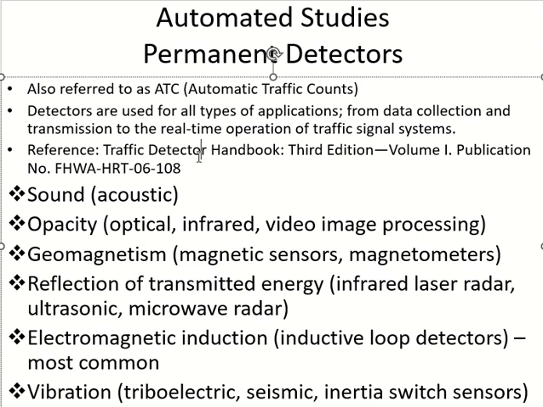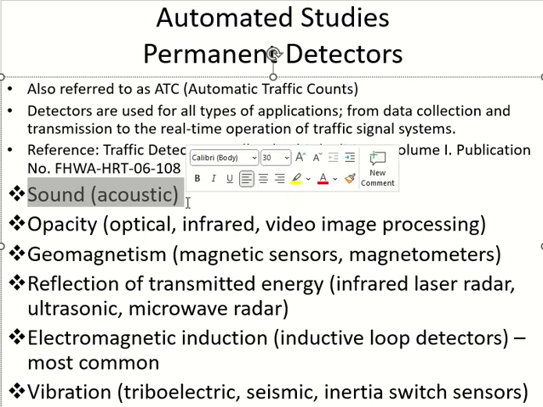Okay, some of these detectors work on sound. So they are sound detectors, and when the vehicle passes, they capture the sound, the increase in noise level, and they count how many times the noise level has increased.